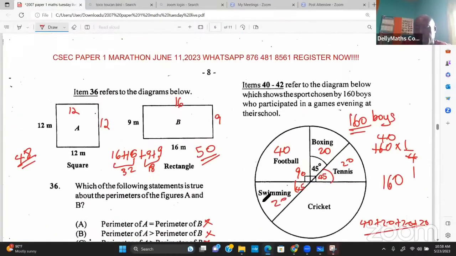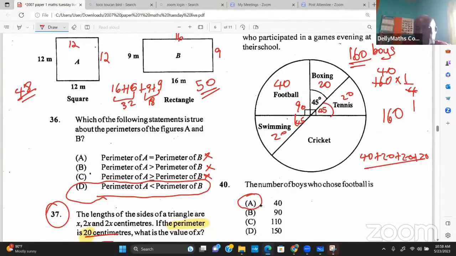Cricket, here is cricket, right? This is cricket and we're having where it is 60. We're saying that you could use the information. Remember that you got 45 here. They told you that this is 90 right here. So that means the next little piece is 45. Oh, so if this is 20, then this is 20.